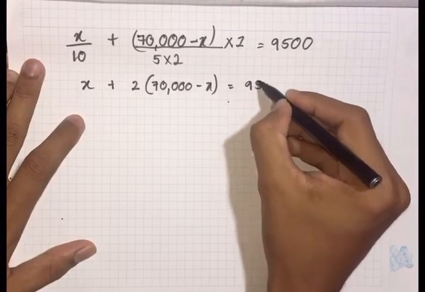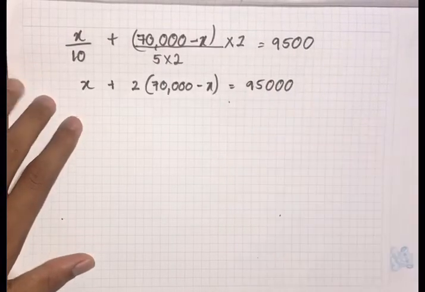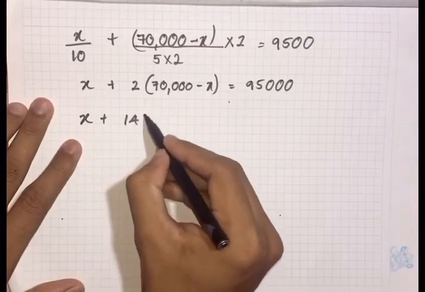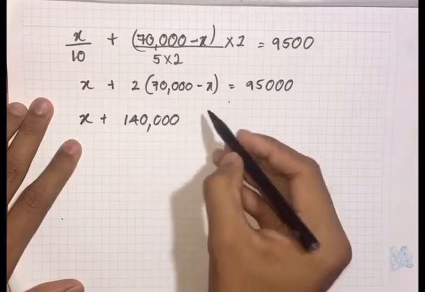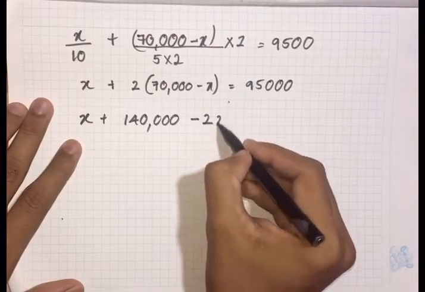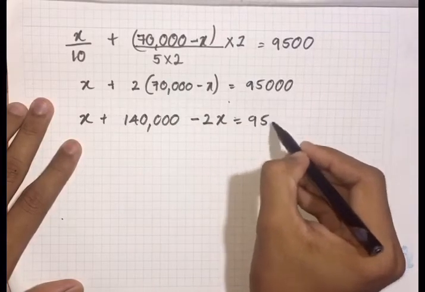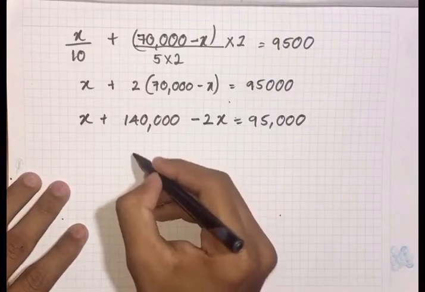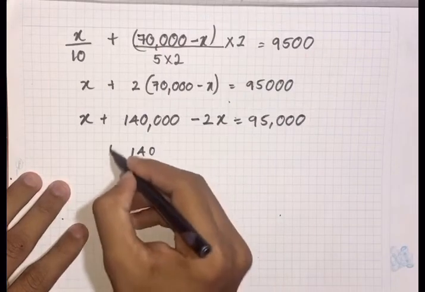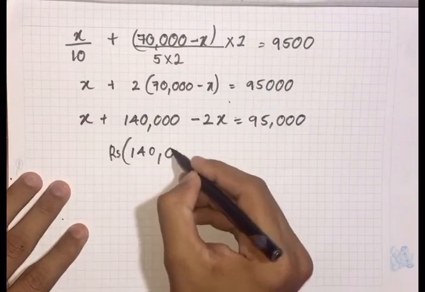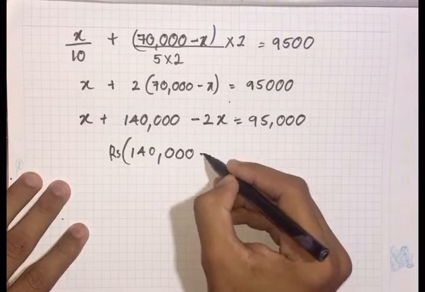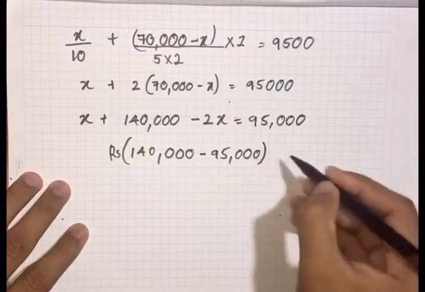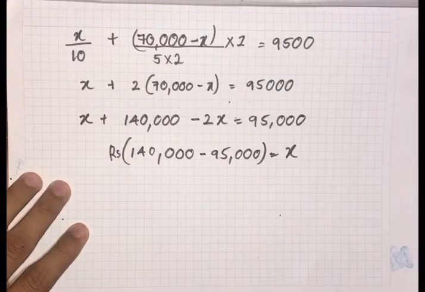Now you have how much? 95,000. Is that clear? Now 70 into 2 is 140,000. Don't forget the units, okay? Write it down. And then 2x is equal to 95,000. So finally 140,000. Don't forget the units when you simplify, okay? 95,000 is equal to how many x? x, if you solve it.